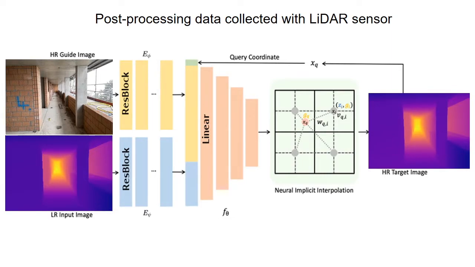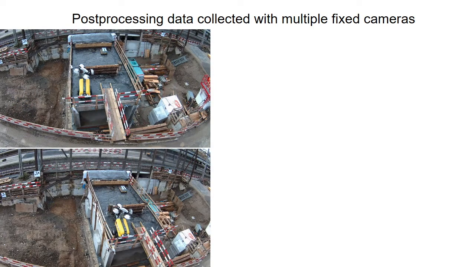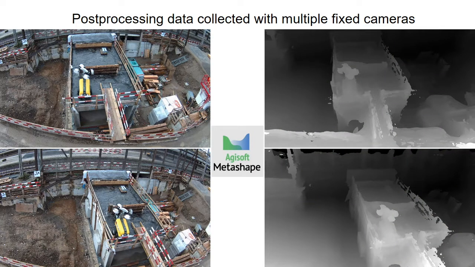The depth maps collected with the LiDAR needed upsampling. To this end, a joint implicit image function has been applied, which uses a neural network to improve the bicubic interpolation, avoiding the creation of artifacts. For the extraction of the depth map from the fixed cameras dataset, Metashape has been used, which allows to automate all the steps of the process to extract the depth maps.